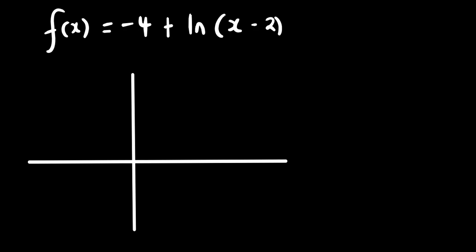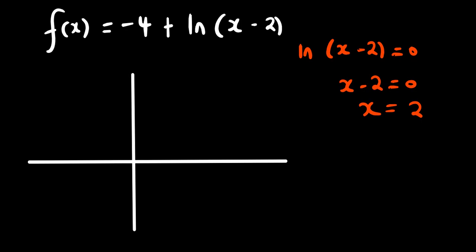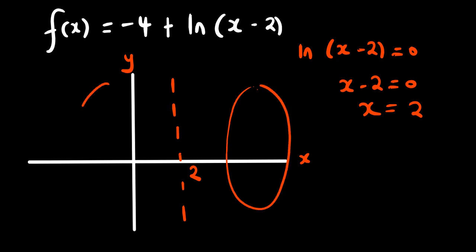So we are going to have natural log of x minus 2 equals 0. Then I'm going to get what is in the bracket. So x minus 2 should be equal to 0, so x is equal to 2. So our vertical asymptote, this is y and this is x, is going to be at x equals 2. This is what is going to determine whether our graph is going to be on this side or on the other side.